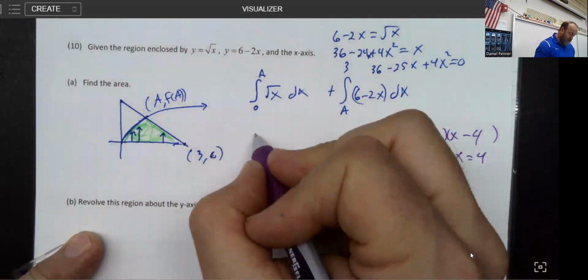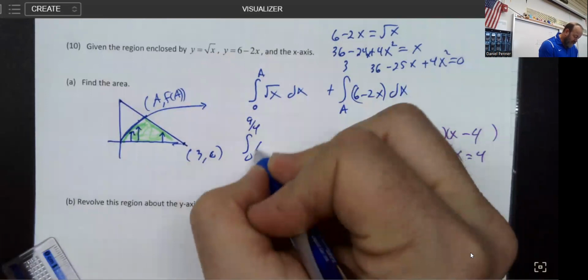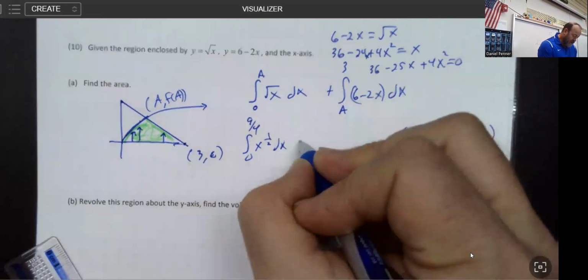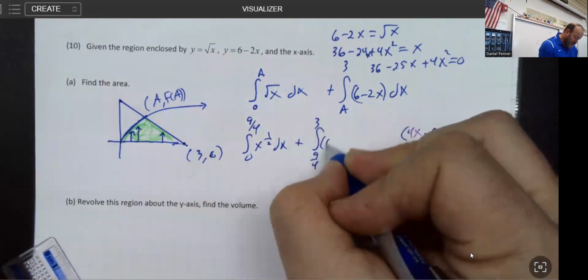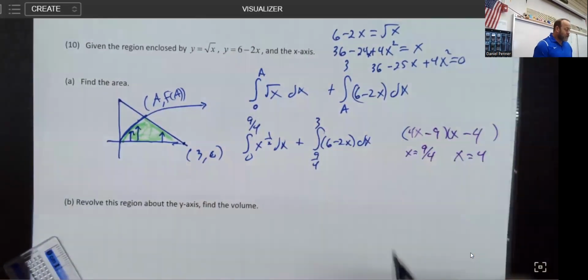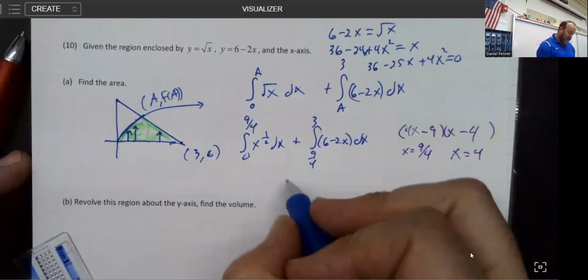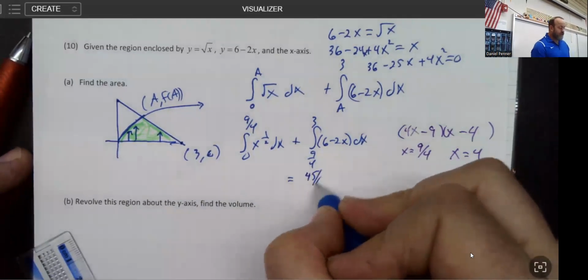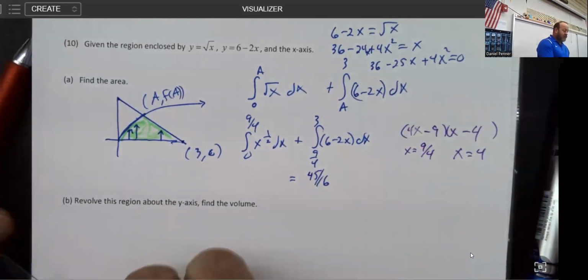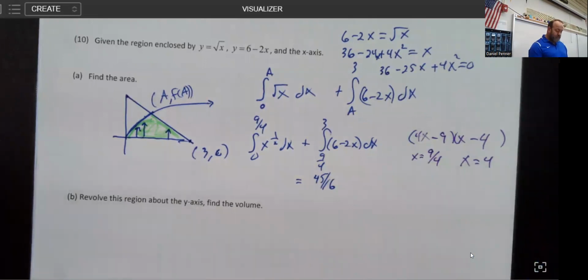So we are going to integrate from 0 until 9/4 of x to the half dx plus the integral from 9/4 until 3 of 6 minus 2x dx. Not a super awesome set of numbers, but when I put it all together, I've got 45/16.